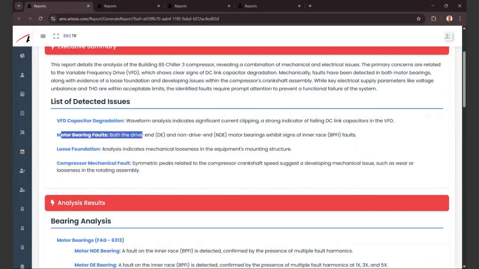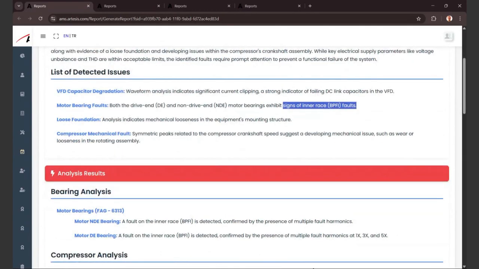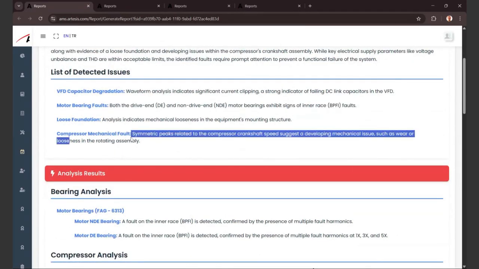Motor bearing faults, and of course, this is actually a pretty straightforward and easy one, but if you have the motor bearing information or the driven equipment bearing information, you have a database of 80,000 bearings inside the software. So basically you can scan all the fault frequencies for you. And it tells you you have an inner race problem here, foundation looseness, and compressor mechanical fault.